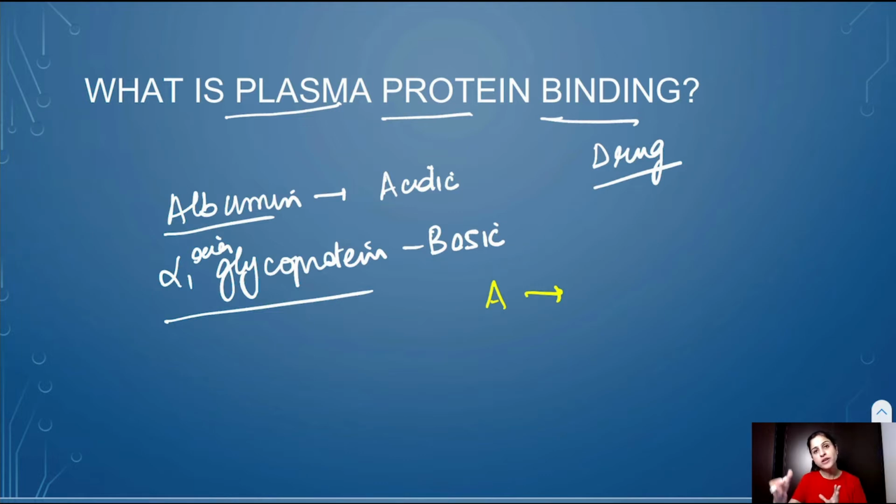And how is it going to go to the various tissues? Through the blood, definitely. And then there are certain proteins present in the plasma which get bound to these drugs. Now, what are the consequences here? So this is absorption leading to distribution.